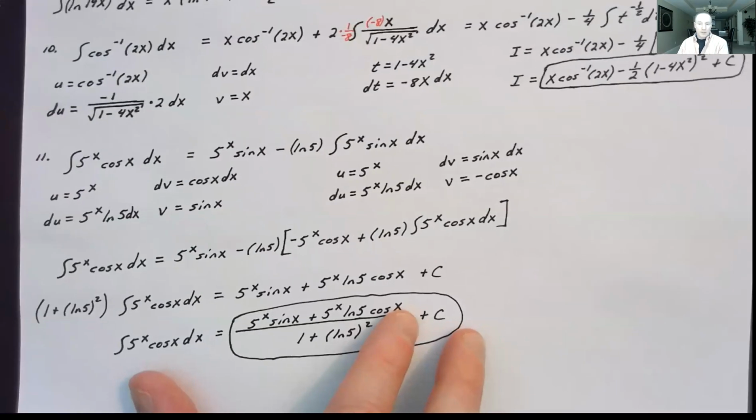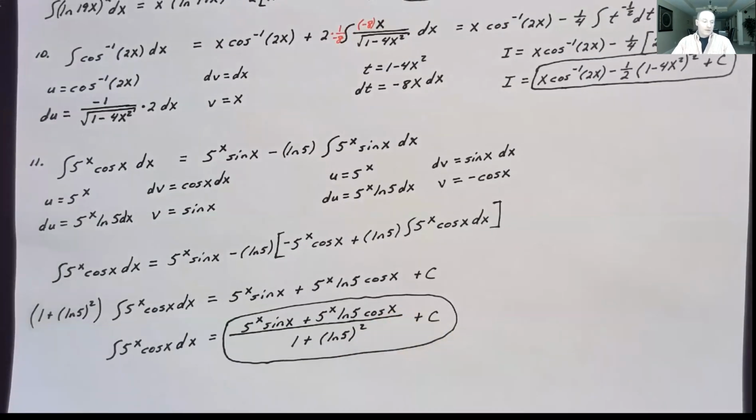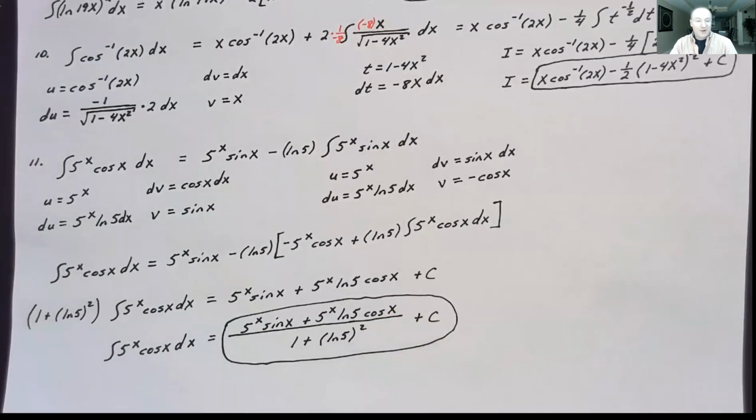For the next question, and this will be the last one I'll look at in this video, and then I'll finish up this assignment on another video. For number 11 here, we have the integral of an exponential function times a trigonometric function integrated with respect to x. So in this one, I went ahead and I set u equal to the exponential function.